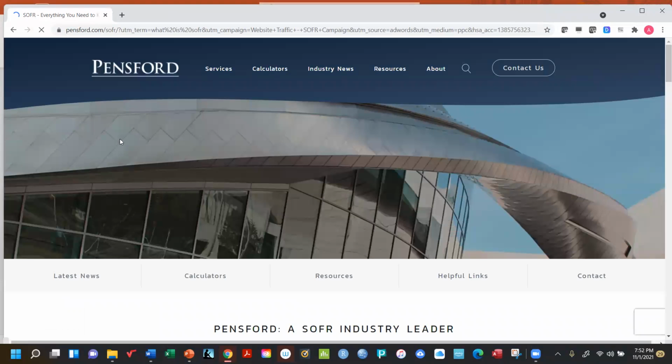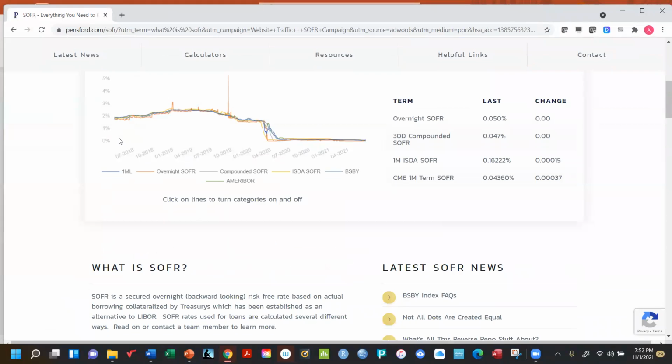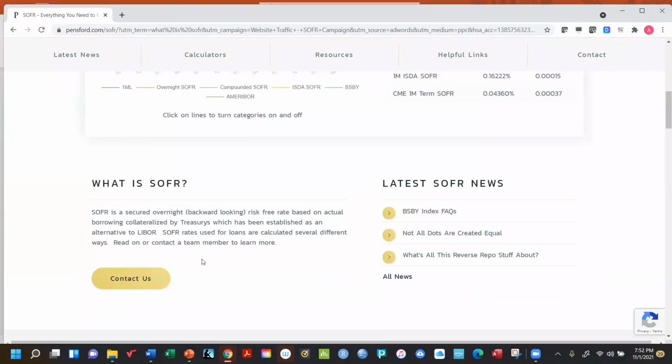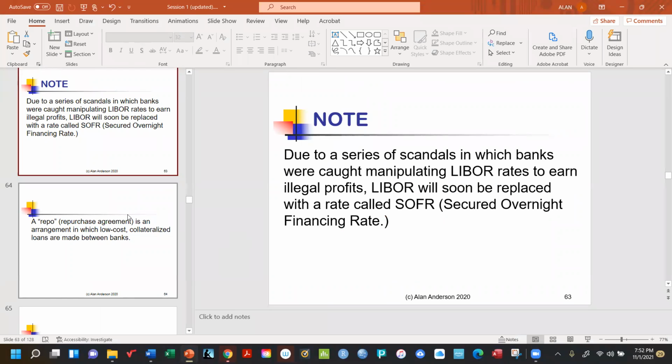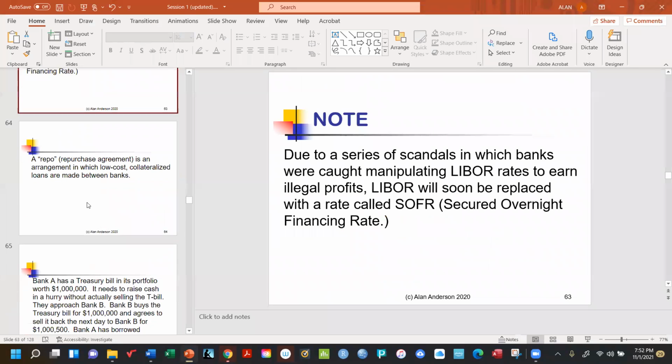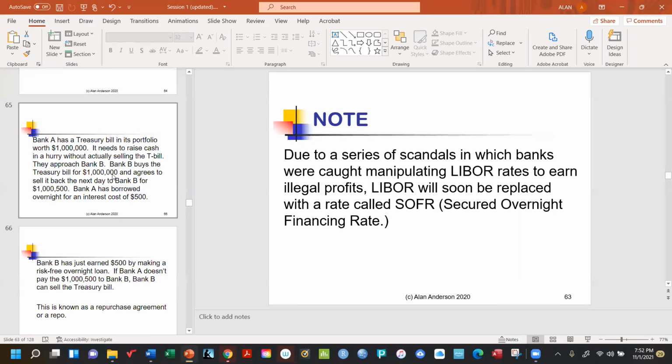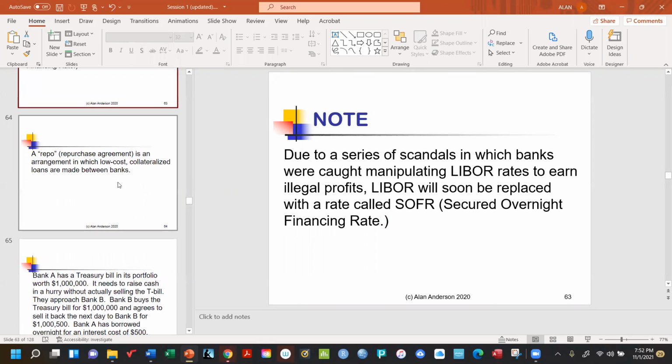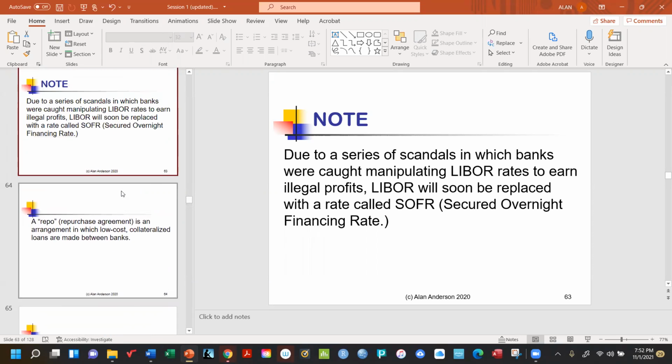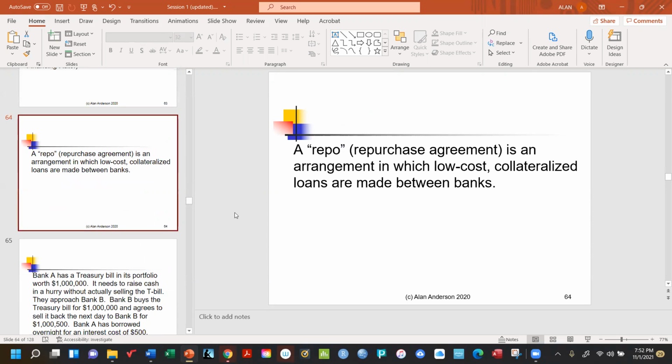London LIBOR transitions to SOFR. It is a secured overnight backward-looking risk-free rate based on actual borrowing collateralized by treasuries, which have been established as an alternative to LIBOR. In other words, imagine the following scenario. Oh, no, here it is. It looks like I've already got an example. It's a type of repo.